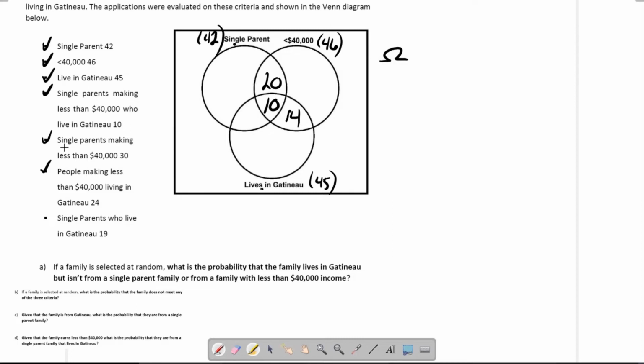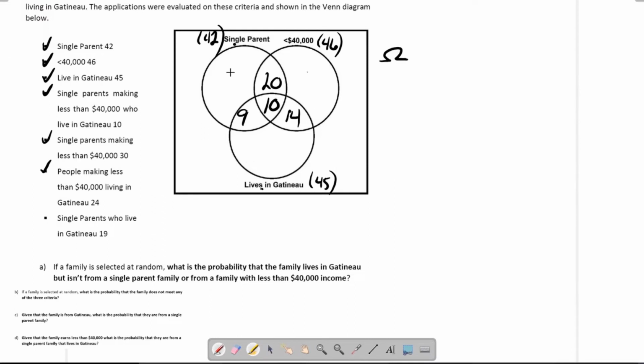Final piece of information, single parents who live in Gatineau. So single parents living in Gatineau, that gives us the intersection point. There are 19. We've already got 10 of them there. So that leaves us with 9 in total. Now we need the people who only fit one of the categories.